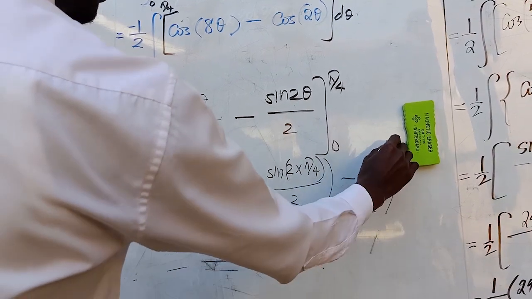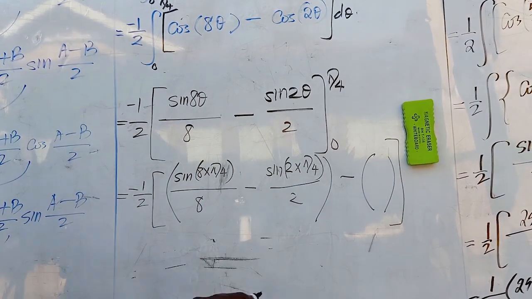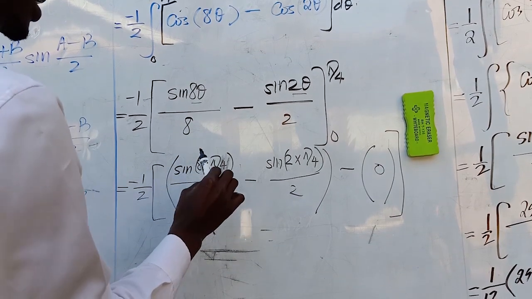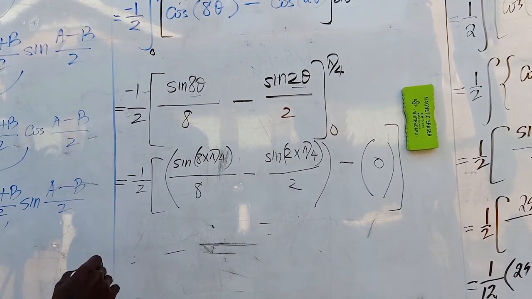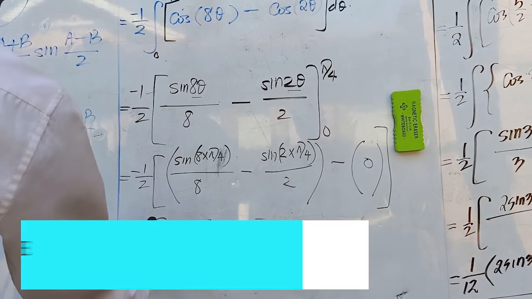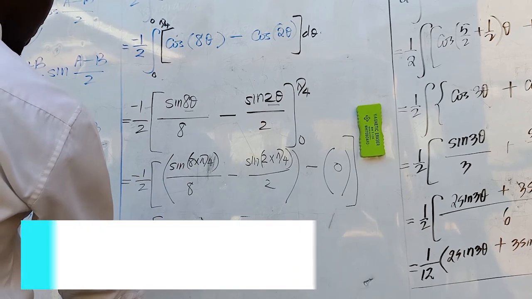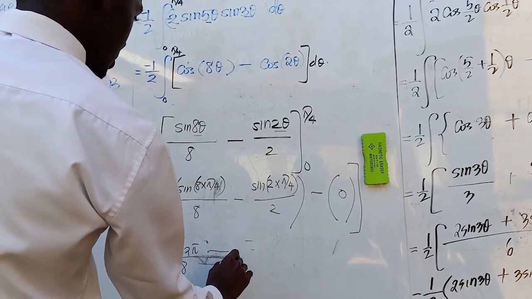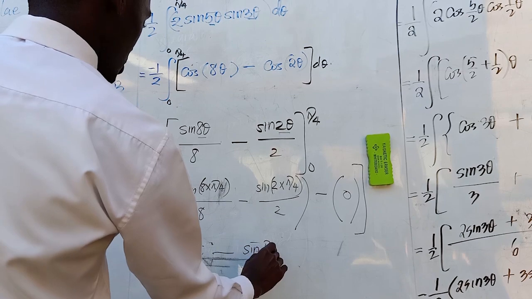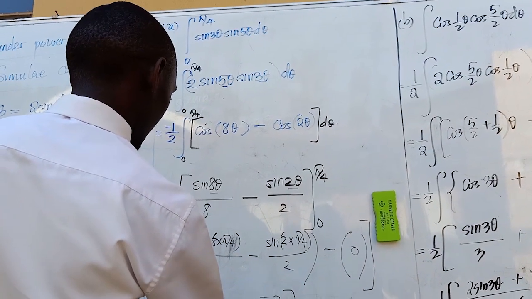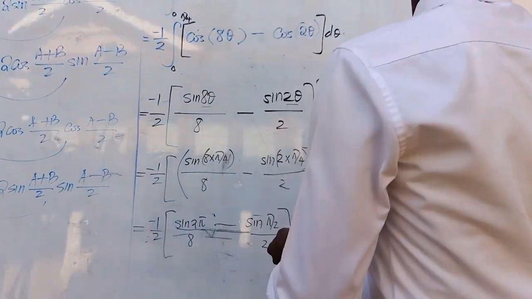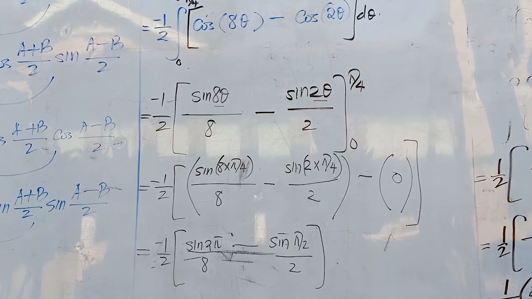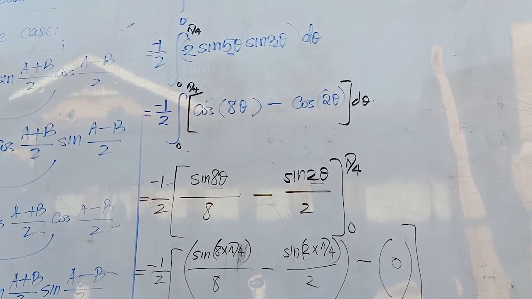For the lower limit, we are easily telling that it will be a 0, because the sine of anything multiplied by 0 will be 0, yet the sine of 0 is as well 0. So this leaves me with negative a half into, this is sine of 2 pi out of 8 minus, this is sine of pi by 2 out of 2. At hand, that is the statement we have. Look at it keenly and see how we get our evaluation statement.